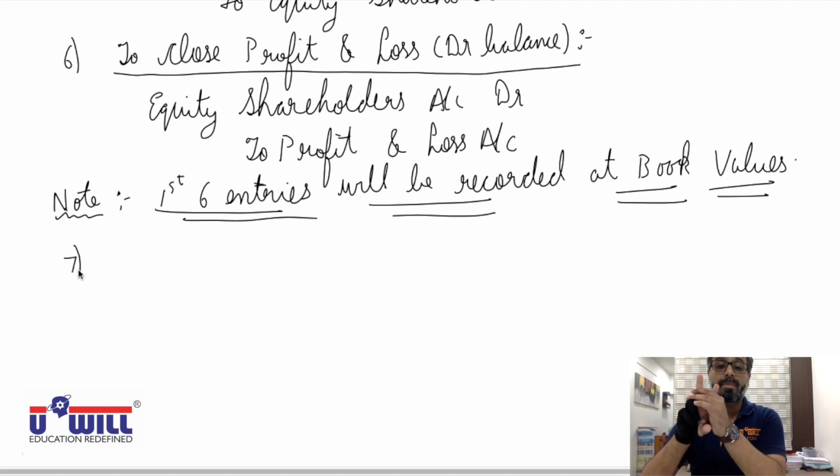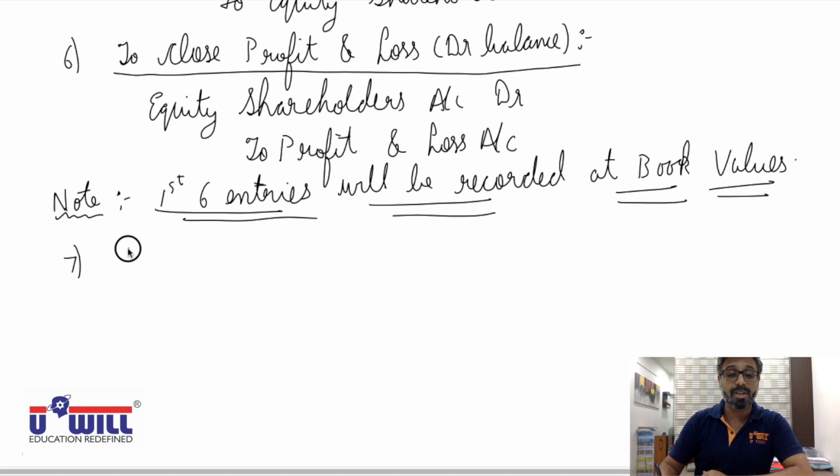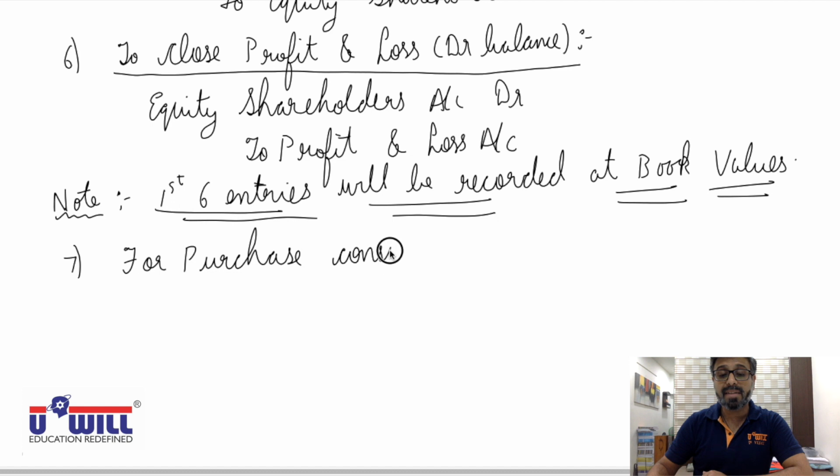Next 2 entries you remember are for purchase consideration, because the majority of assets and liabilities of transferor company are going to be taken by transferee company only, against which we are going to get purchase consideration. So 7th and 8th entry are for purchase consideration. 7th is for purchase consideration due.